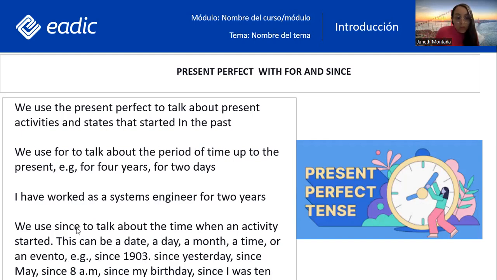Now, we use since to talk about the time when an activity started. This can be a day, a date, a month, a time, or an event. Since 1903, that is a year; other expressions: since yesterday, since a specific month, since 8 a.m., that is a specific hour, since my birthday, since I was 10.